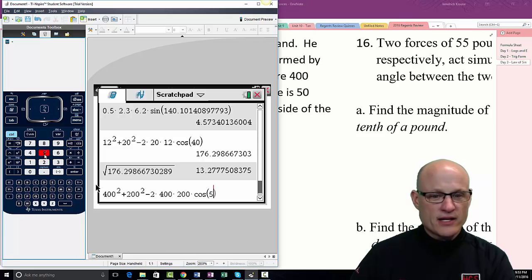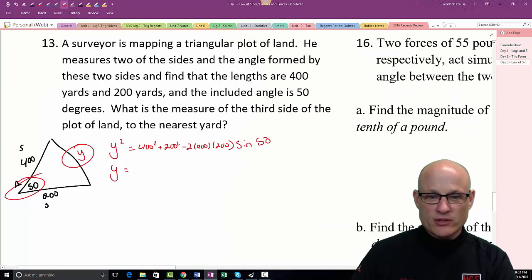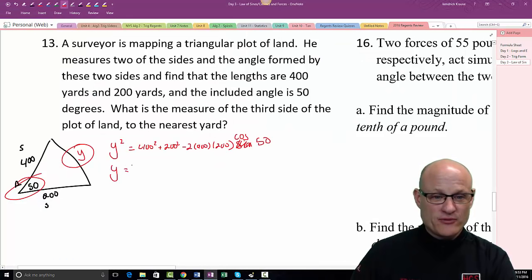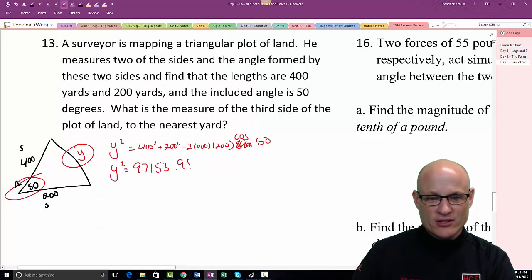50. I think I even wrote down sine. Sine. 97,100. I even wrote down sine using the law of cosines. How embarrassing is that? See, I told you it's a common mistake. I didn't even do that on purpose. 97,153. I will still have a kid that turns this in as an answer.